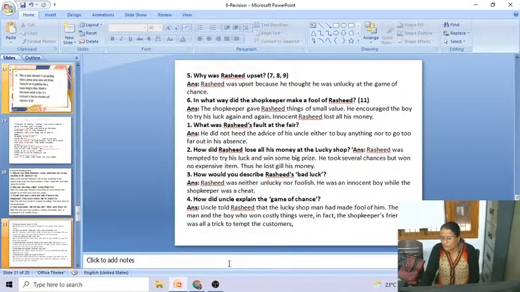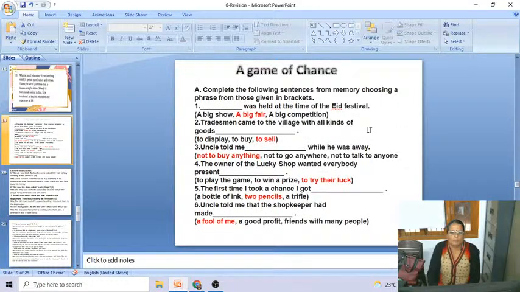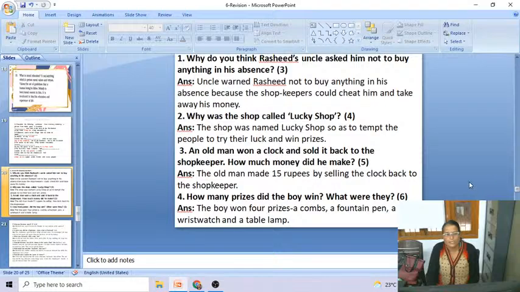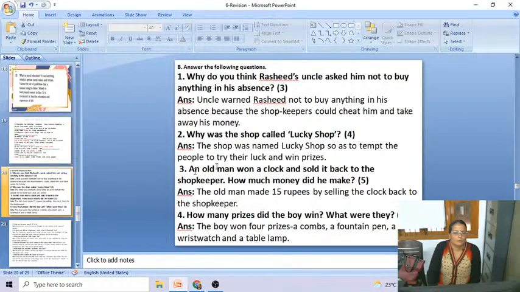Cheat her. It is Rashid, a boy. The answer is correct because the shopkeepers may cheat the boy. So you can see the answer. Uncle wanted Rashid not to buy anything in his absence because the shopkeepers could cheat him and take advantage of his money.